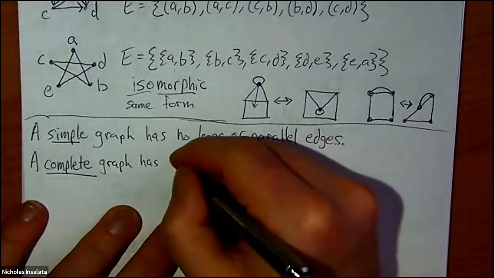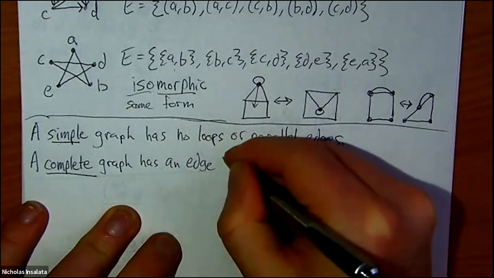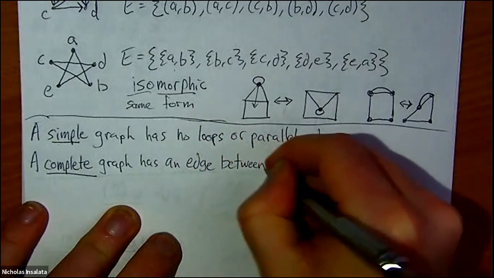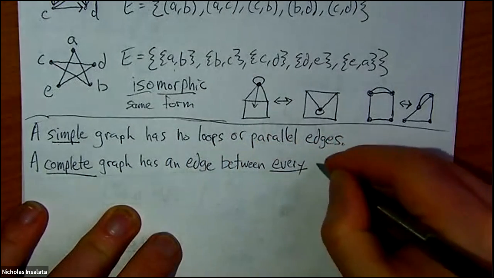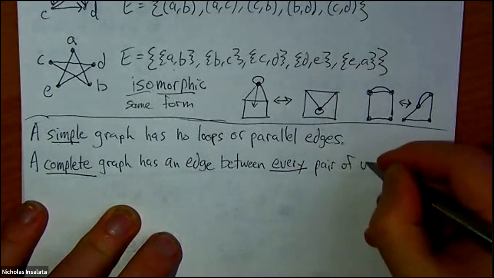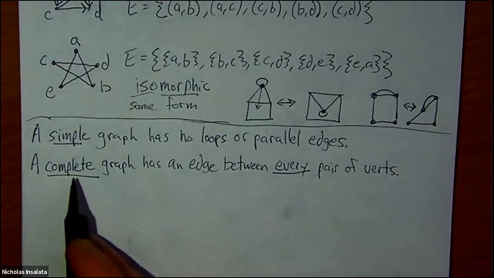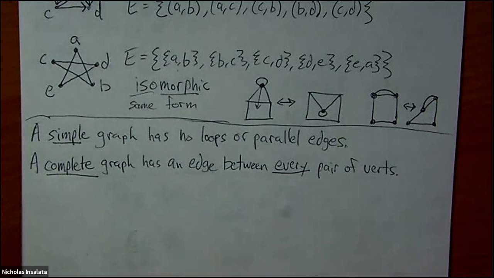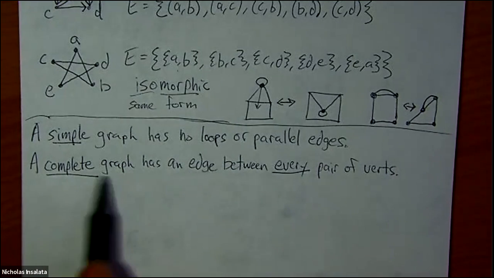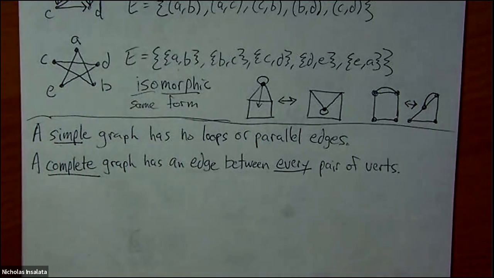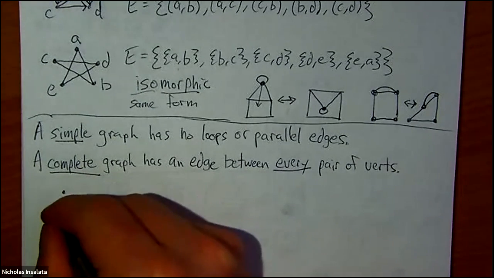So a complete graph has an edge between every pair of vertices. Let's start calling them verts for short, right? And you can actually number these according to how many vertices they have. Because there are different ways of drawing the same complete graph that are isomorphic to each other, but really there's only one complete graph that has, well, let's do some examples. There's only one complete graph that has 3 vertices. What is it?